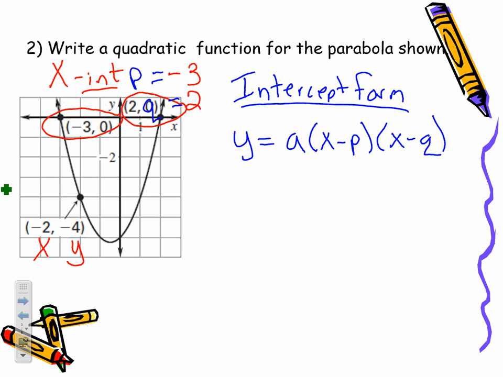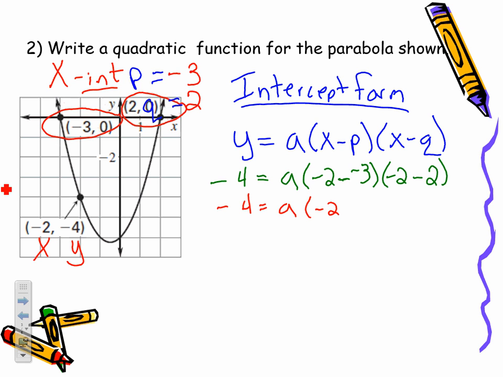So we plug in what we know. We know my y is negative 4 equals a times quantity x is negative 2 minus my p, which is a negative 3, times the quantity x, which is negative 2, minus q, which is just 2. Simplify this, I'm going to get negative 4 equals a times negative 2. That turns into a positive 3, negative 2 minus 2. Keep simplifying. I'm going to simplify what's inside my parentheses now. So I have negative 4 equals a times 1 times negative 4.